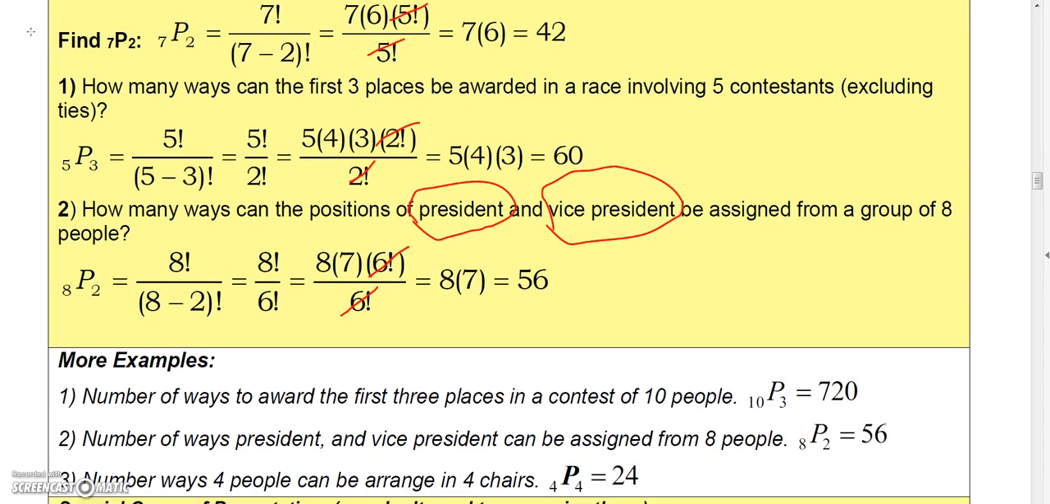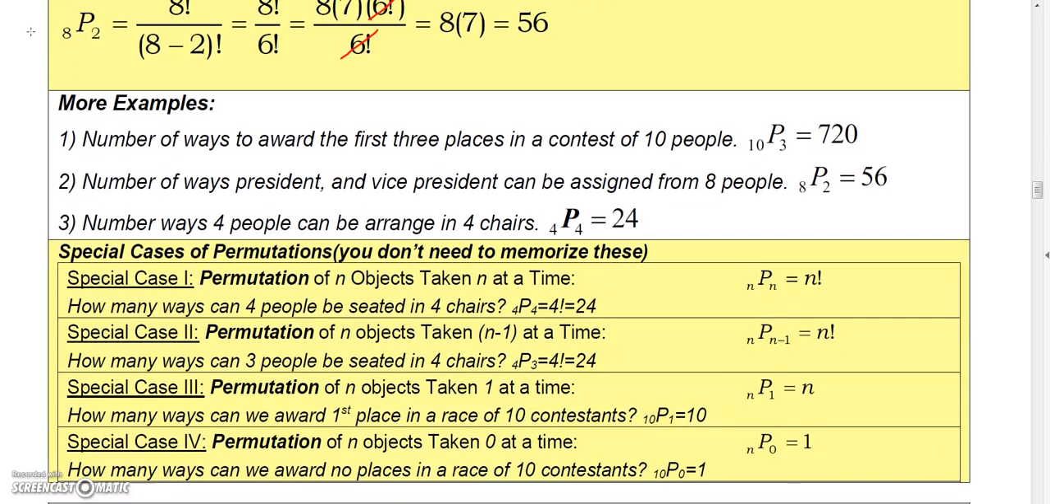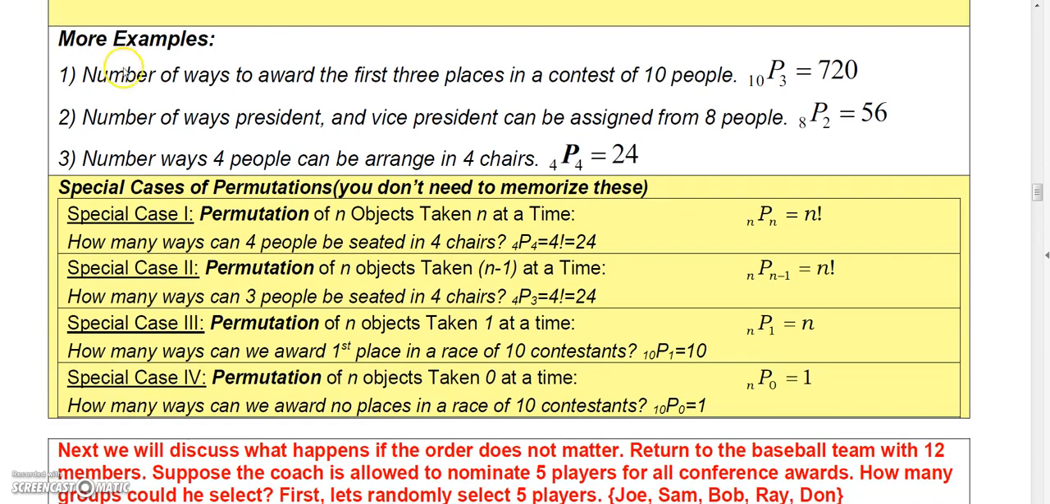And below here are some more examples that you can look at, and I'll let you do these. You can do these with a calculator or do them by hand, but if you want the number of ways to award the first 3 places in a contest involving 10 people, then that would just be 10p3, which is 720. And this was actually a duplicate of the one above, so I don't know why I wrote it again. And the number of ways 4 people can be arranged in 4 chairs. Well, again, the arrangements are important here, so this would be a permutation problem, and this would be 4p4. And you might remember, since these numbers are the same, that's just going to be 4 factorial, which is 24.